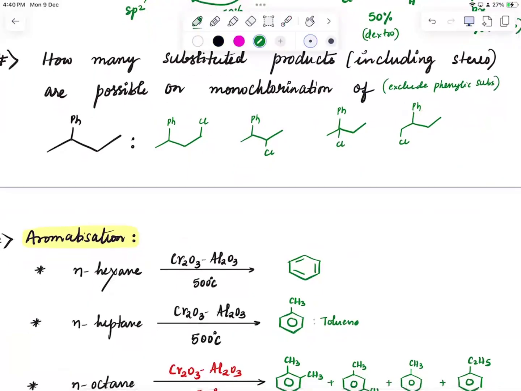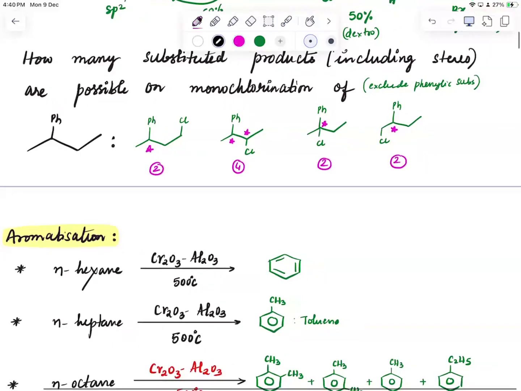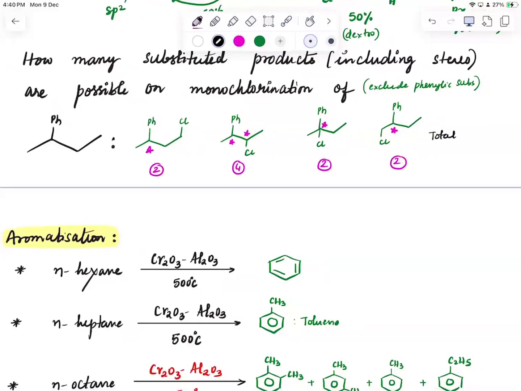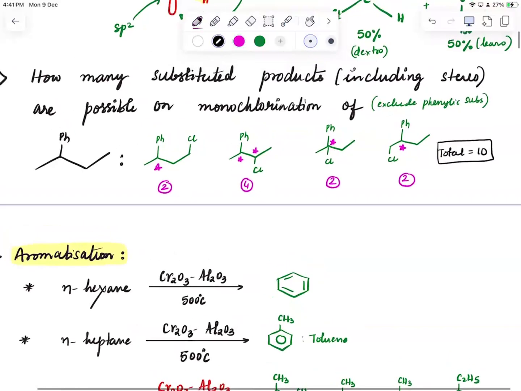So if I exclude that phenylic substitution, now you would notice that there is a chiral center here. There are two chiral centers here. There is one chiral center here, and there is one more chiral center here. Therefore, I would get two products here, four products here, two products here, and two products here. Correct? So in total, I will get 8 plus 2, 10. So 10 stereoisomers I will get. So I hope this first part is clear.